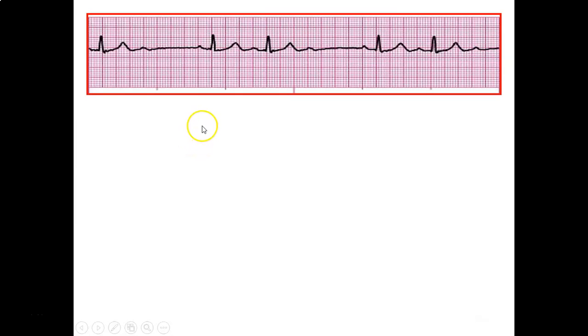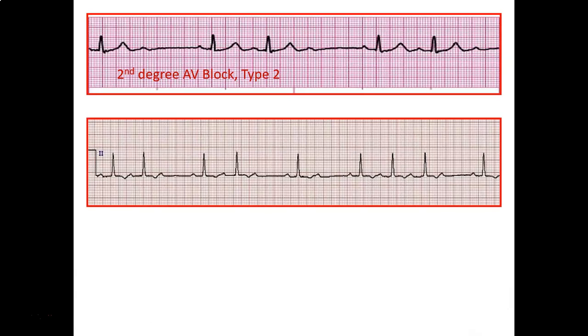Look at this one again. Try to solve it. So your answer is second degree AV block type 2 because some P waves are not conducted, some are conducted. This is again conducted. This is not conducted. This is conducted. So wherever there is a PR interval, it's the same and constant. So this is your second degree AV block type 2.